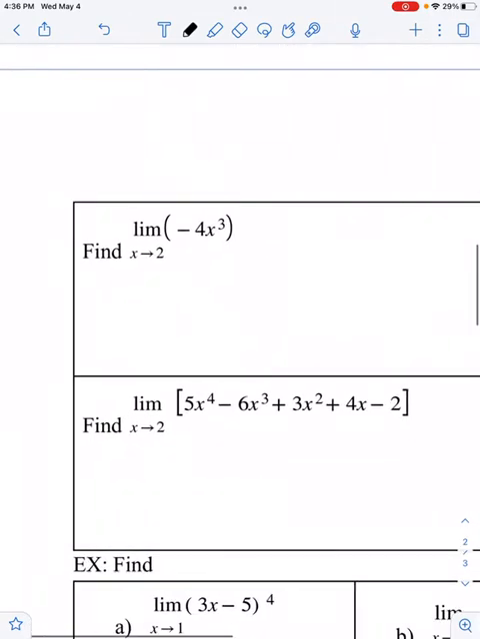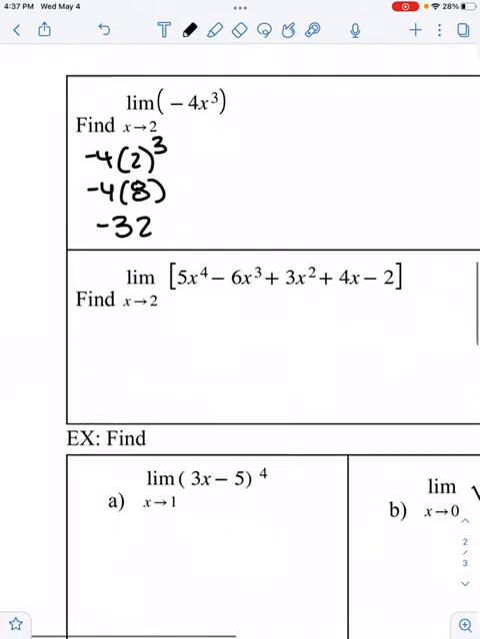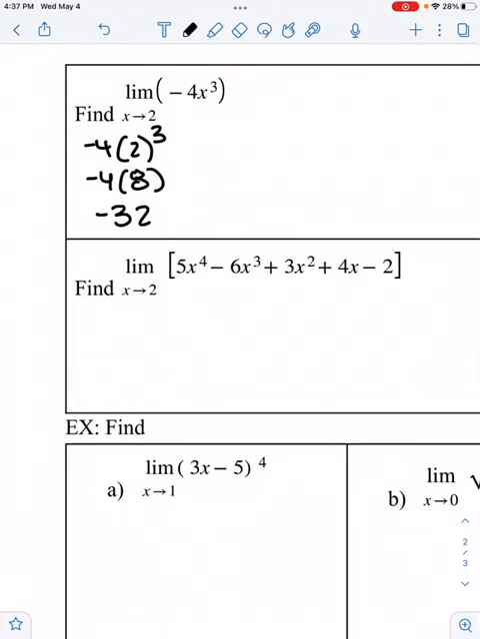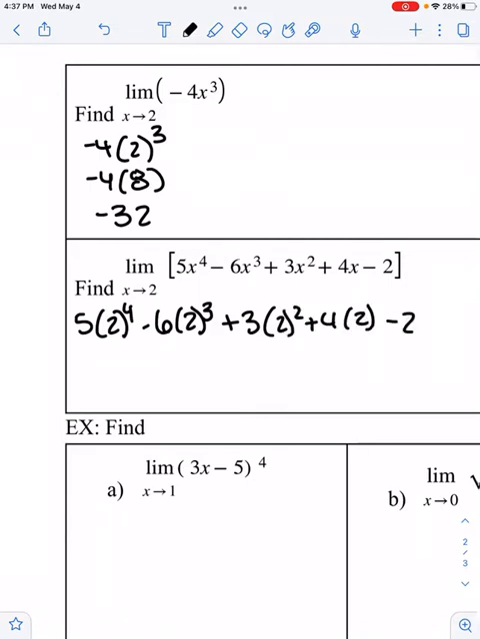Keep going. We're going to use this same method of plugging in. So negative 4 times 2 cubed. 2 cubed is 8. And negative 4 times 8 is negative 32. Plug in 2 for every x. So 5 times 2 to the 4th, minus 6 times 2 cubed, plus 3 times 2 squared, plus 4 times 2, minus 2.